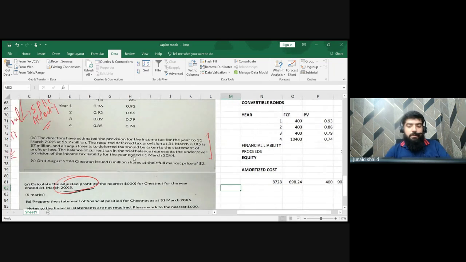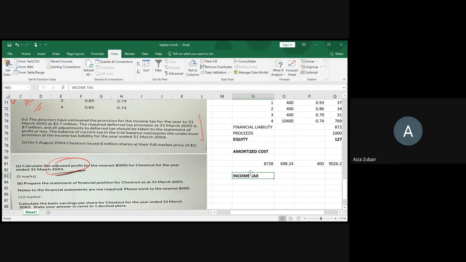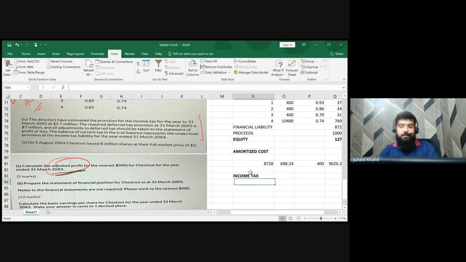Now let's move on to another adjustment that is related to tax. Let's read the adjustment and see what is given over here. Directors have estimated the provision for the income tax for the year ended 31st March 2005 at $5.7 million. Can you please let me know what that is? 5.7, that's the estimate.